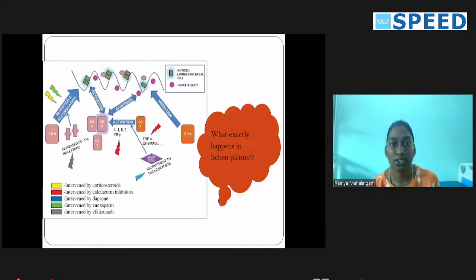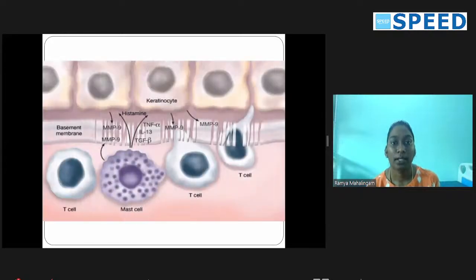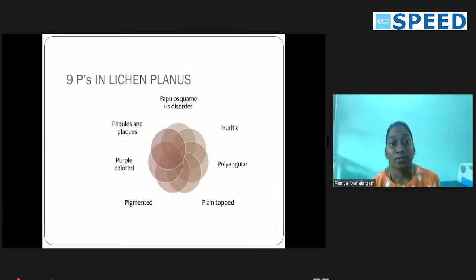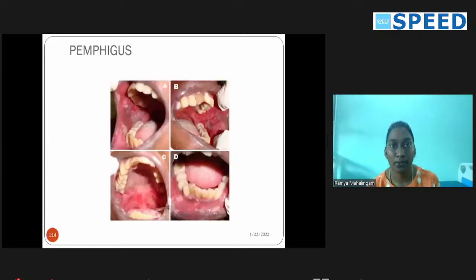It's an autoimmune condition. So there is a disruption in the basal cells. Okay, this is subbasilar cleft. Then the basal cells are being disrupted because of the autoantibody that is formed against the basal cell, and the basal cell undergoes apoptosis. So 9 P's of Lichen Planus. Then we went to the clinical features and types of Lichen Planus.